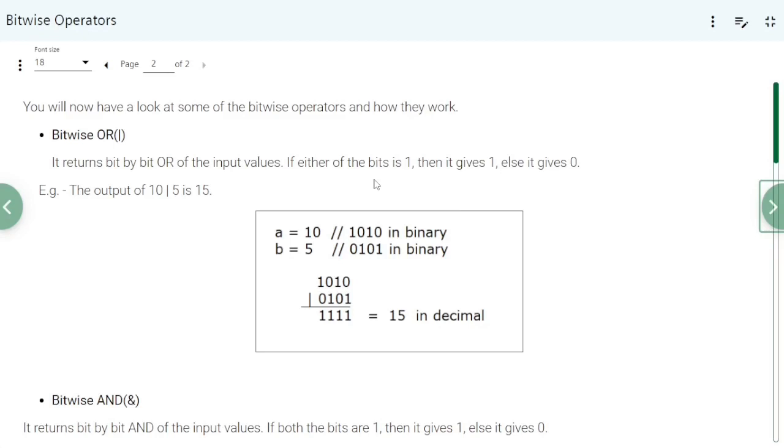So first is bitwise OR, which, as you can see, we can represent with a single pipeline symbol. Okay.